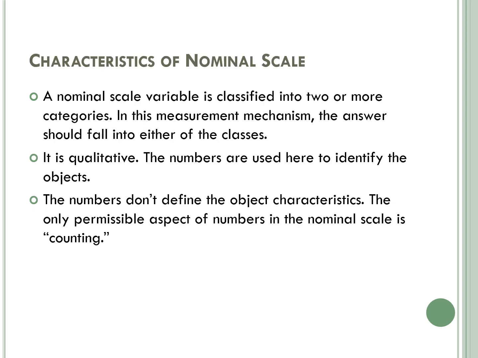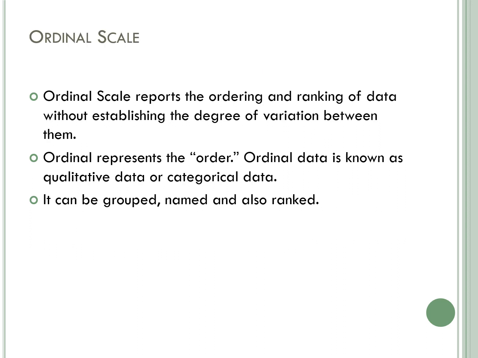Characteristics of a nominal scale. A nominal scale variable is classified into two or more categories. In this measurement mechanism, the answer should fall into either of these classes. It is qualitative. The numbers are used here to identify the objects. The numbers do not define the object's characteristics. The only permissible aspect of numbers in the nominal scale is counting.